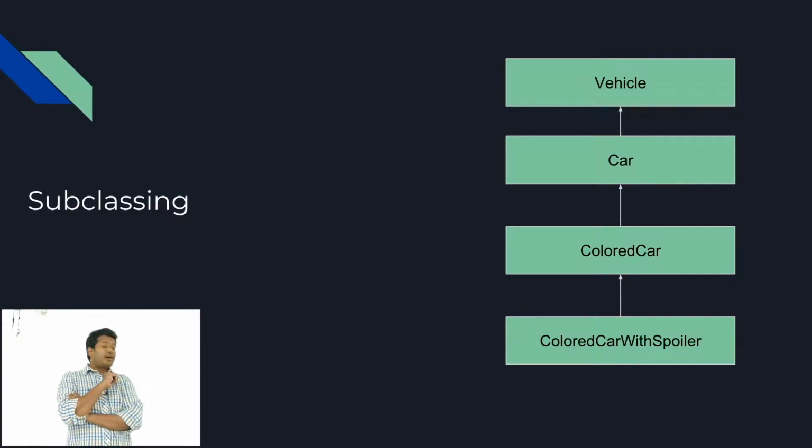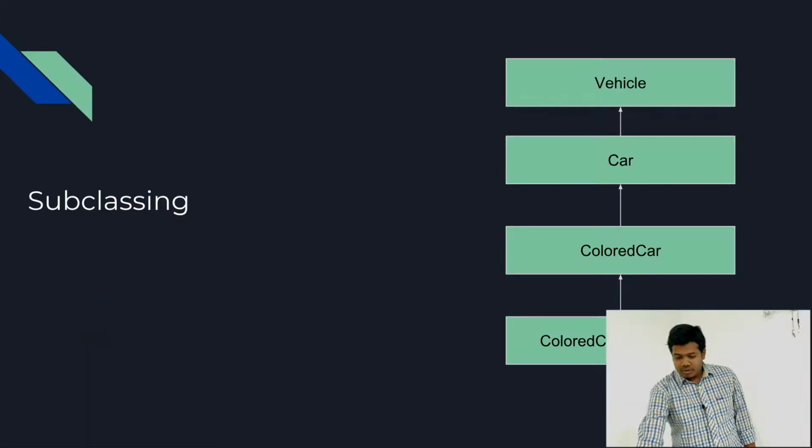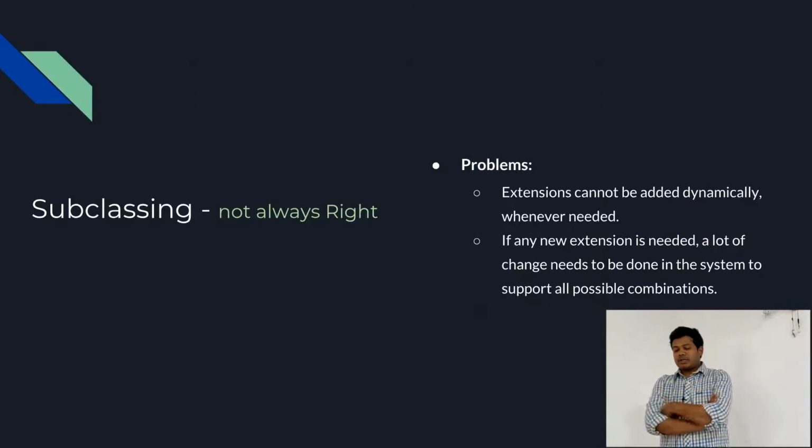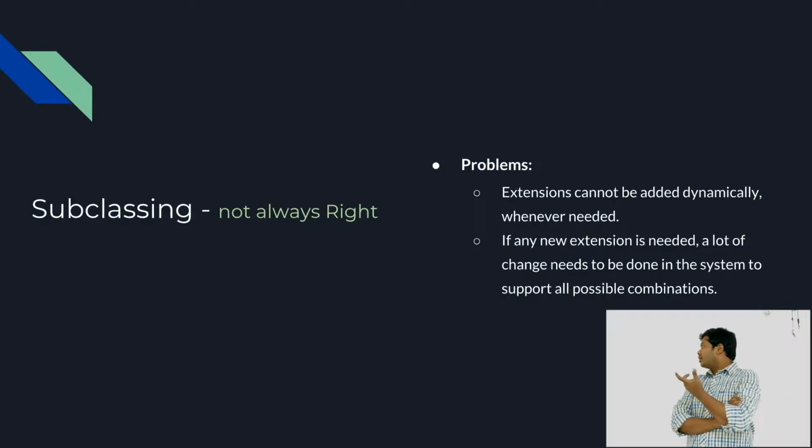Now what if, after the colored car has been instantiated, we want a car with spoiler? Then we have to scrap the implementation of colored car and use the colored car with spoiler instead. So it makes things complex, and a lot of changes are needed when you want to change something with respect to the usage of a class itself. So there are problems with subclassing as such: extensions cannot be added dynamically whenever needed, and if any new extension is added, a lot of change needs to be done at the system level.